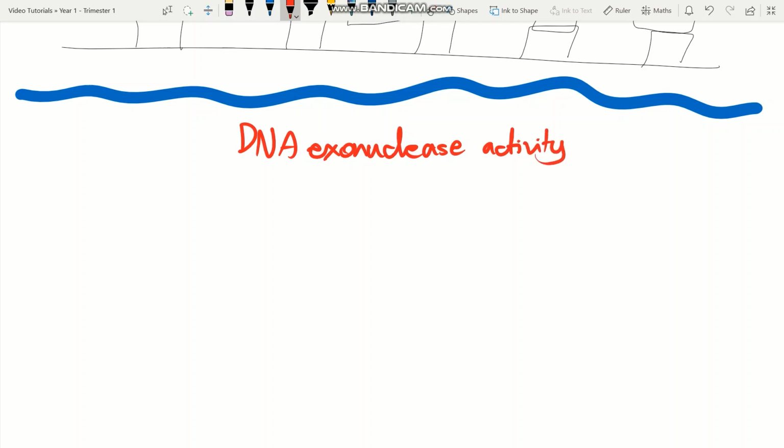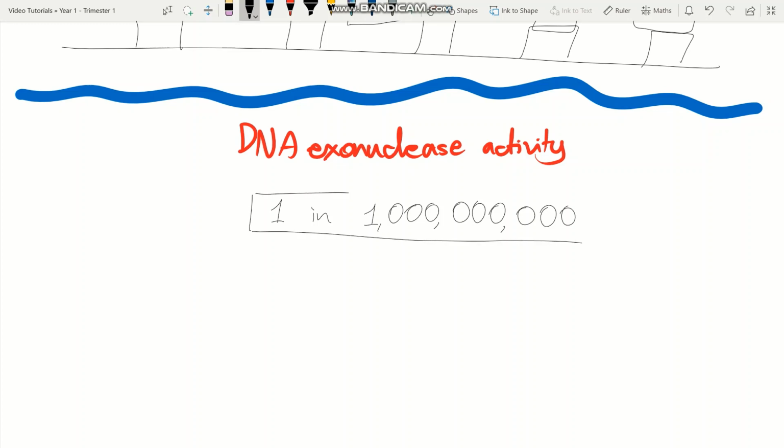Now, DNA exonuclease activity is actually quite important, as DNA replication on average has an error every 1 in 1 billion nucleotide bases. Now, you may be wondering, 1 in 1 billion, that's a pretty small chance of a mistake happening. However, when you take into consideration that we have trillions of cells in our body, and those cells within them have trillions of nucleotide bases, you can see that this is a pretty high chance.